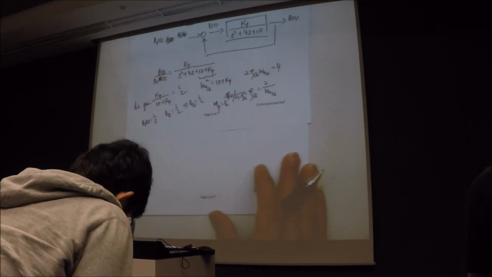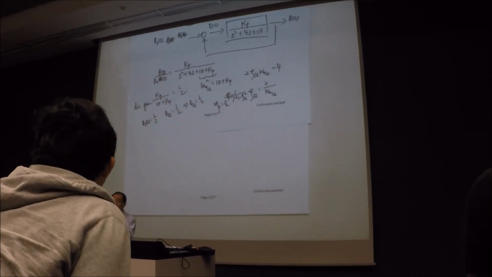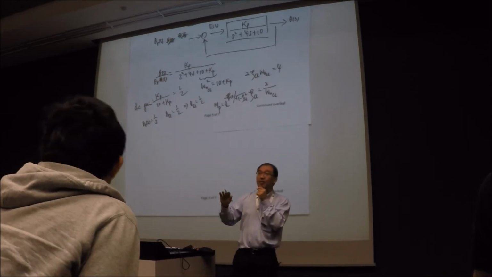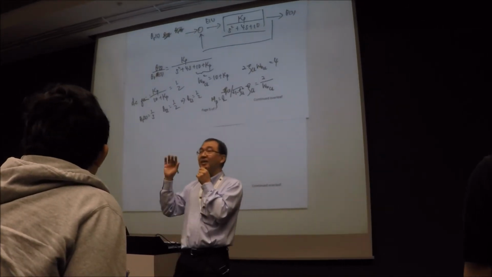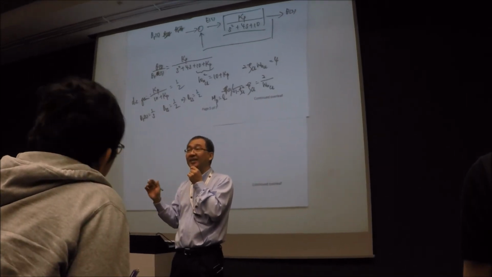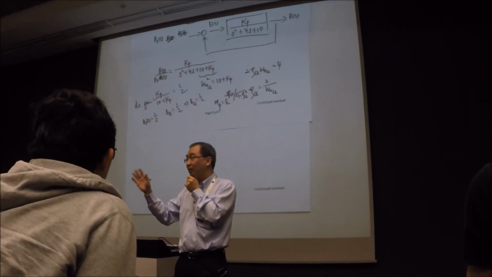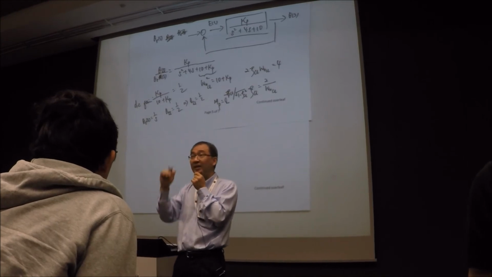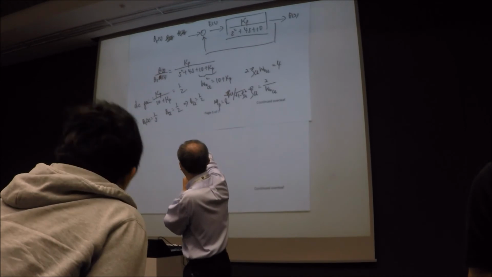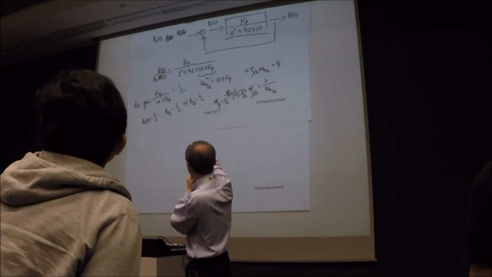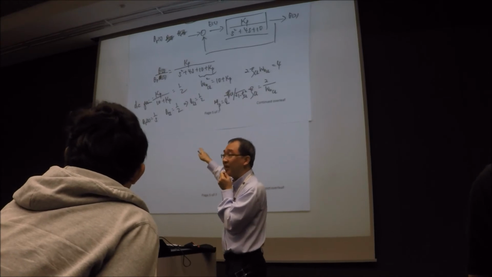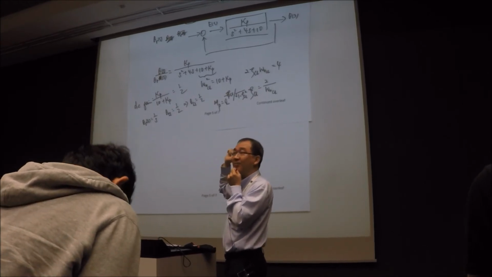Okay, so the formula for Mp is equal to e to the power minus pi zeta divided by square root of 1 minus zeta squared. There is a pi. Thanks to your friend who pointed out there is a pi there. So if you want to use my formula, there's a pi, so it's e to the power minus pi zeta closed loop divided by square root of 1 minus zeta closed loop squared.